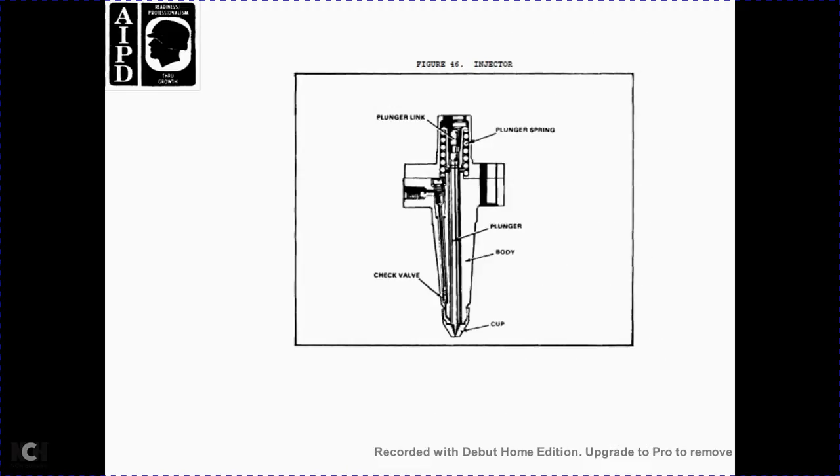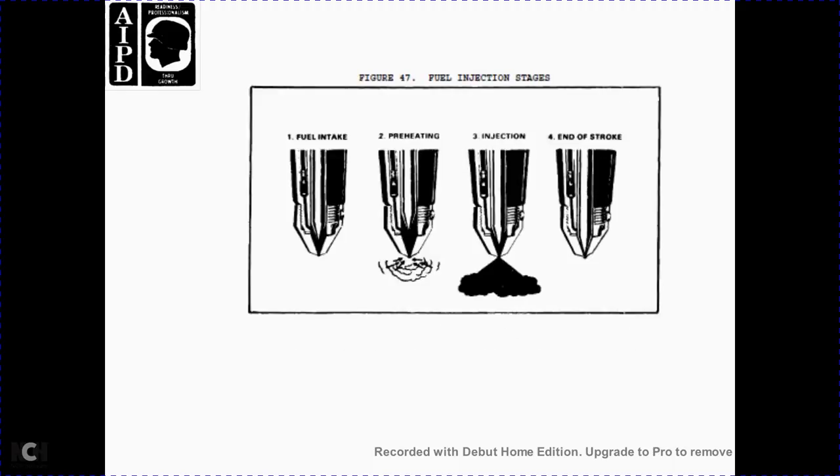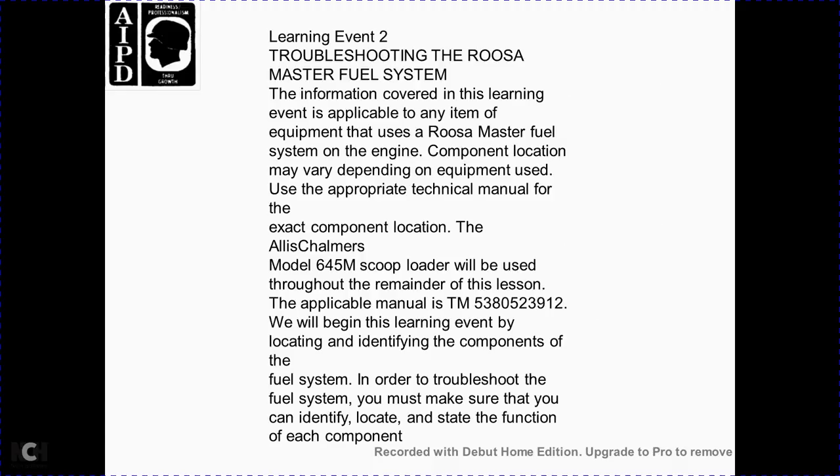Figure 46 shows the injector type, with the fuel plunger, the plunger spring, the plunger body, and the check valve in the cup. Figure 47 shows the fuel injector, the fuel intake, the preheating and the injection at the end of the stroke.